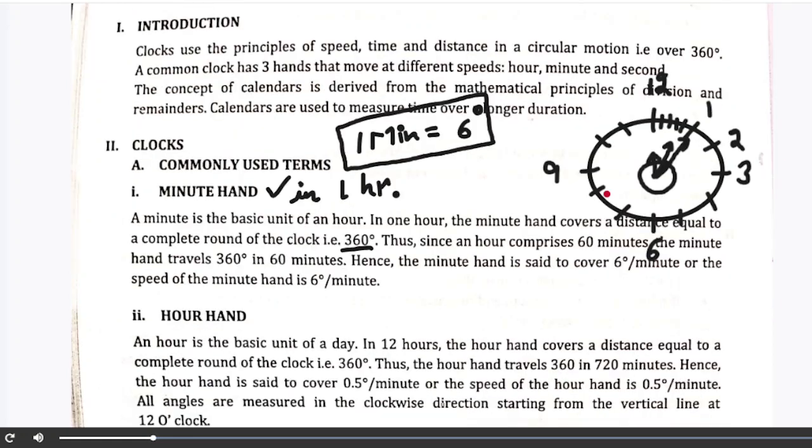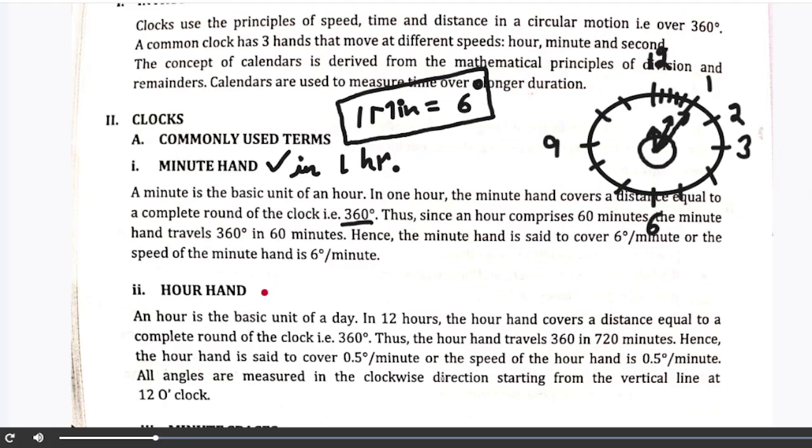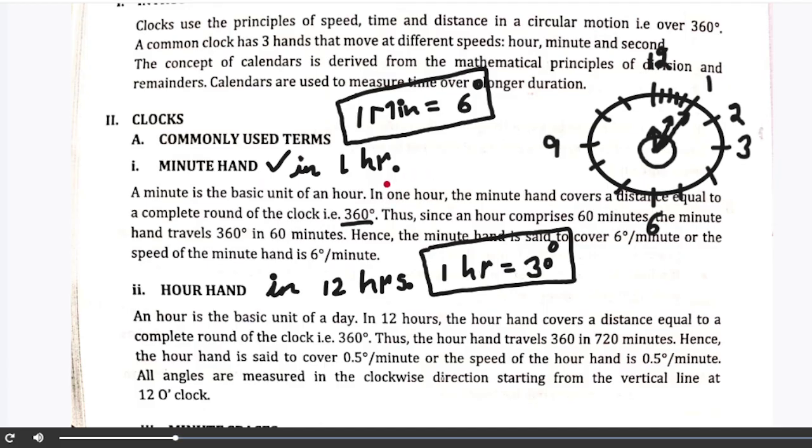The same way, if I talk about the hour hand, it completes the circle in 12 hours. That means 1 hour is equal to 360 by 12, that is 30 degrees. So in 1 hour, the hour hand covers 30 degrees. In 1 hour, the minute hand covers 360 degrees. In 1 minute, the minute hand covers 6 degrees. And in 1 minute, the hour hand covers 30 by 60, which is 1 by 2 degrees.